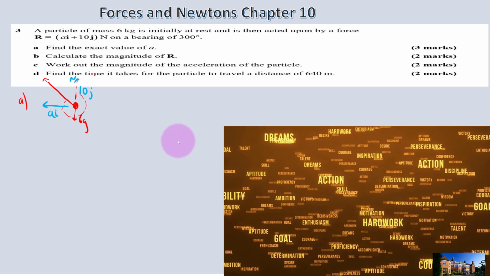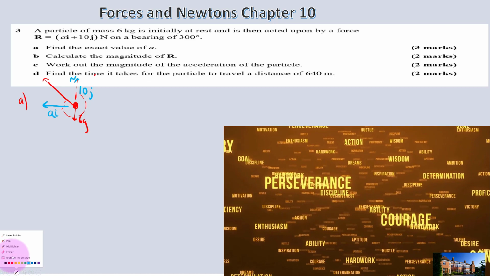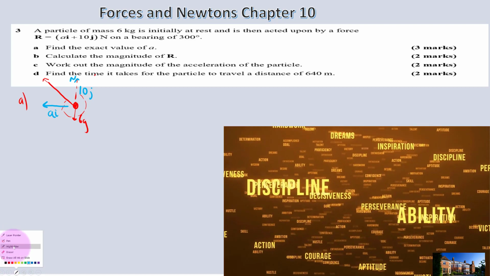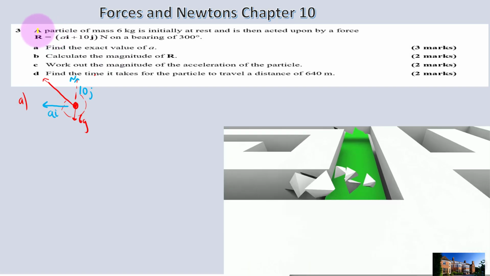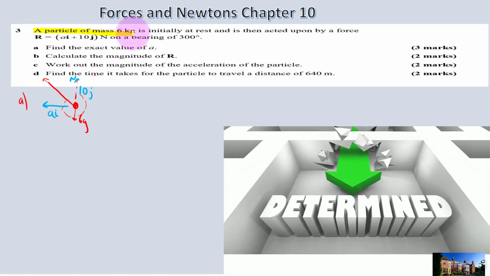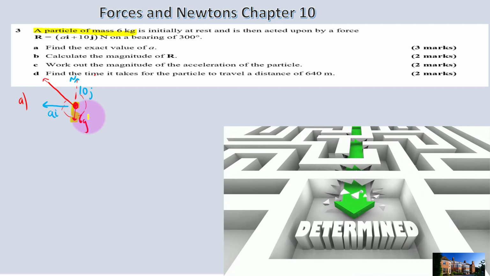Right class, this is a video just clearing up some misconceptions on the forces and Newton's chapter. And these are some exam questions. So a particle of mass 6 kg is initially at rest. So here it is and it's at rest. I'm saying 6g going down because that's what we normally do.